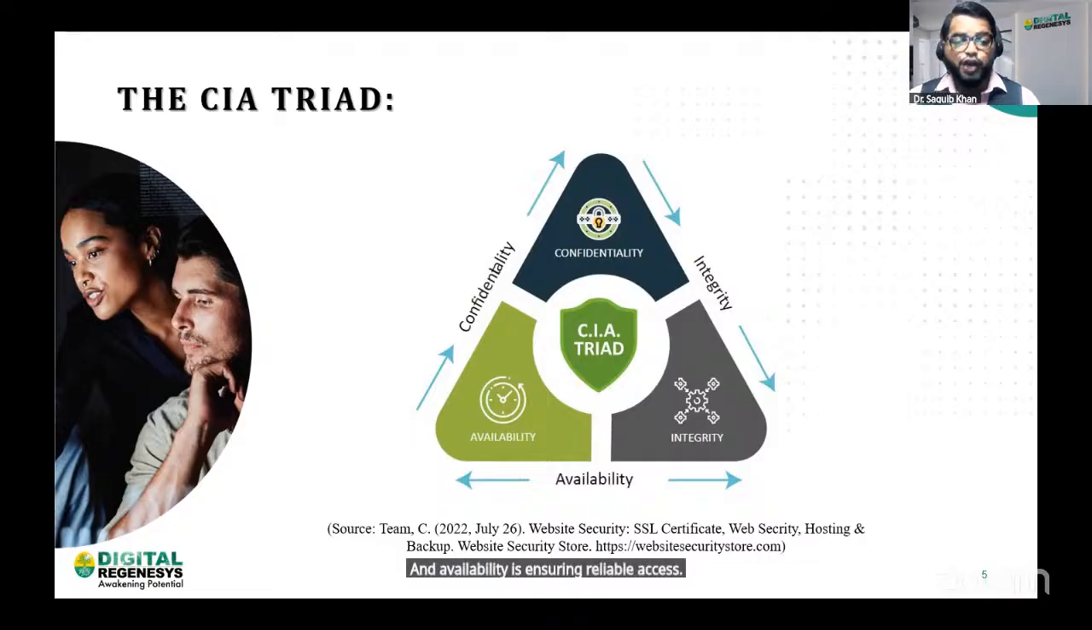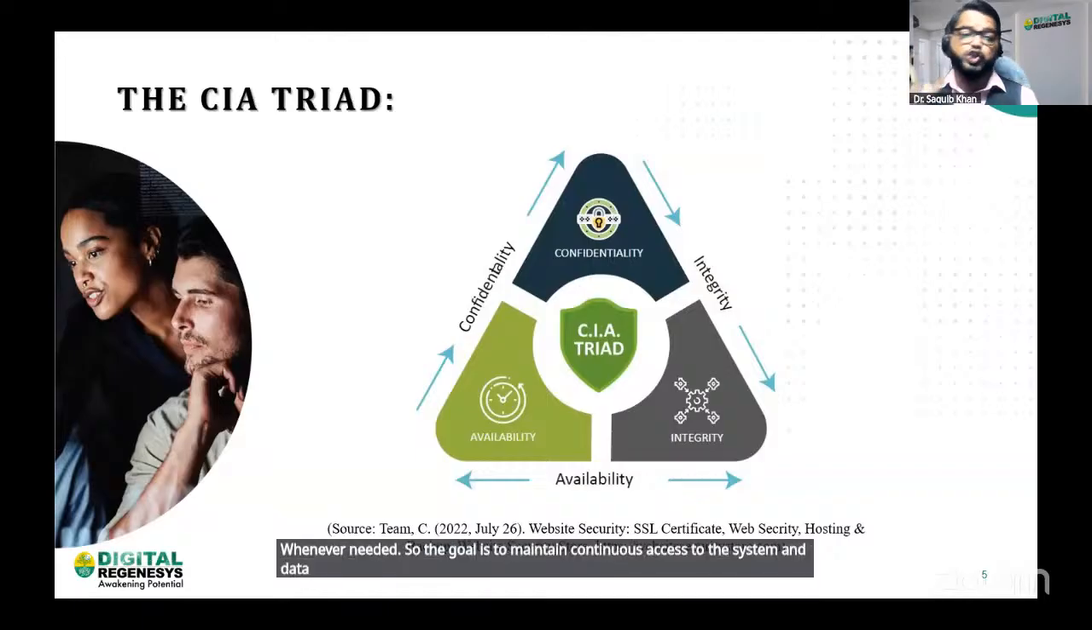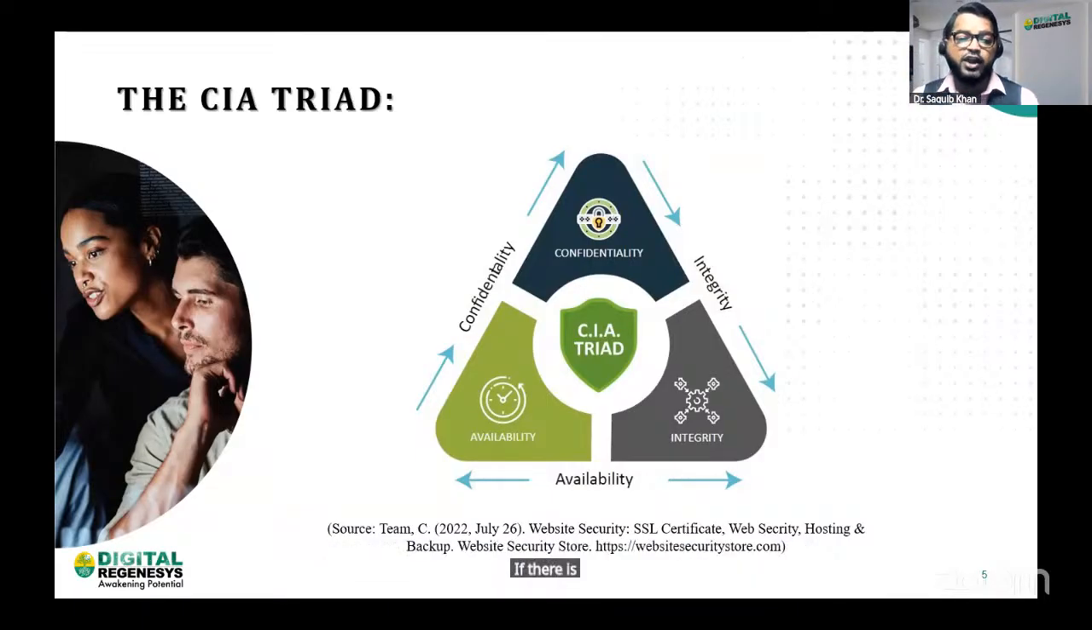And availability is ensuring reliable access. That means the information and systems are accessible to authorized users whenever needed. So the goal is to maintain continuous access to the system and data for legitimate users. If there is a distributed denial of service attack, which floods a server with traffic and makes it crash, there should be a backup plan, right?